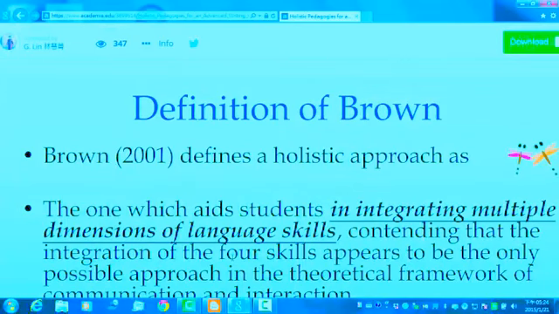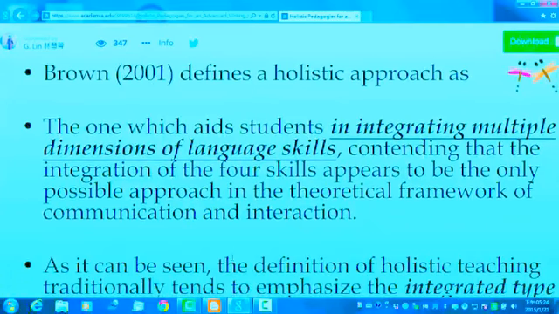According to Douglas Brown in 2001, he defines a holistic approach as one which aids students in integrating multiple dimensions of language skills, contending that the integration of the four skills appears to be the only possible approach in the theoretical framework of communication and interaction.